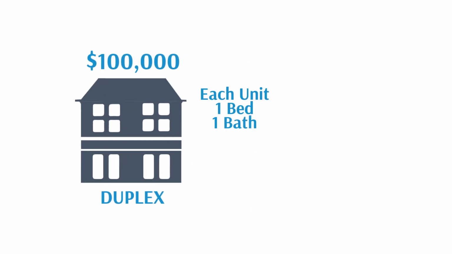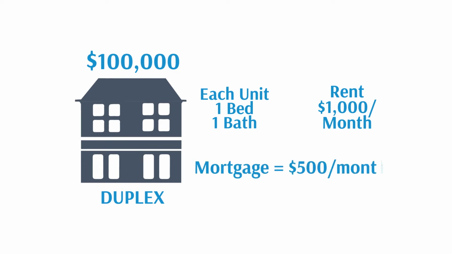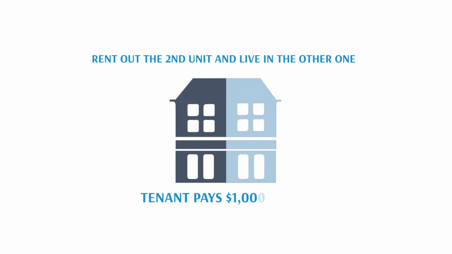For example, let's say you buy a duplex for $100,000, and each unit, for simple math, is a 1-bed, 1-bath, and each would rent for $1,000 per month. But your mortgage is only $500 per month. Now, rent out the second unit and live in the other one. The tenant pays $1,000 a month, which covers your mortgage. You can keep the difference, or you can make additional principal payments to the mortgage to pay it down faster. Basically, you're building equity in the property that you can still live in for free while someone else is paying off your mortgage. Pretty cool, right?